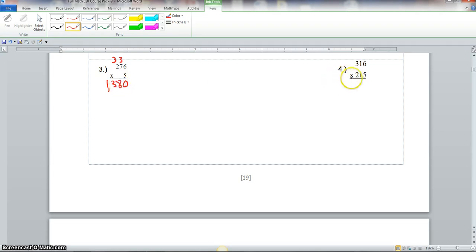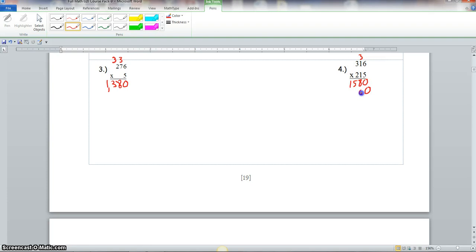Now we look here at number 4. We have 5 times 6, which is 30. Bring down your 0, carry your 3. 5 times 1 is 5, plus 3 is 8. Now 5 times 3 is 15. Now we have to put 0 as a placeholder because we're starting with the tens place when we multiply.